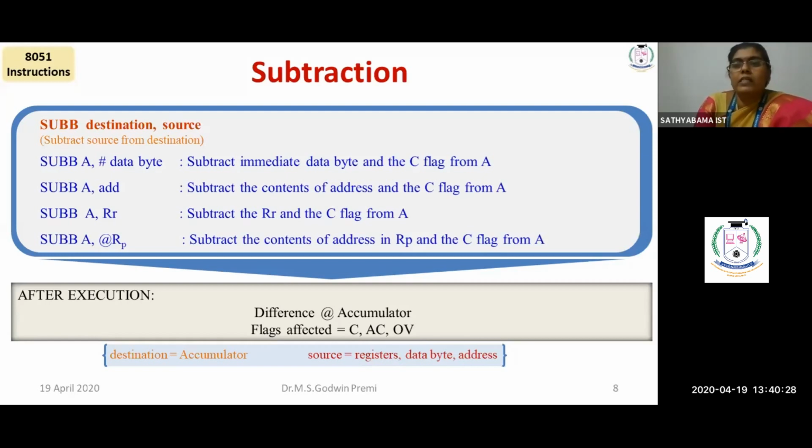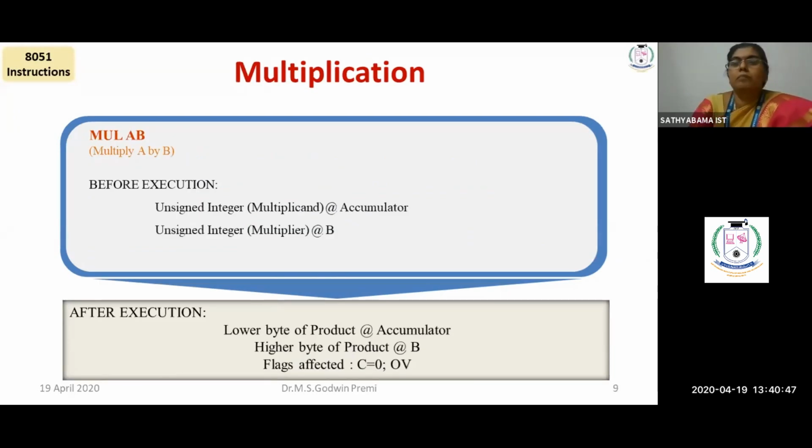So after execution of this instruction, the result, that is the difference, will be stored in the accumulator. And flags affected as usual: carry, auxiliary carry and overflow flags will be affected. Also the parity flag. Coming to the next operation, it is multiplication.